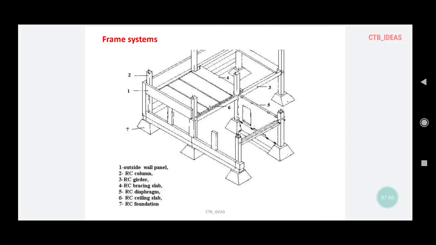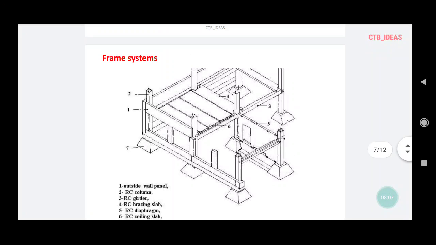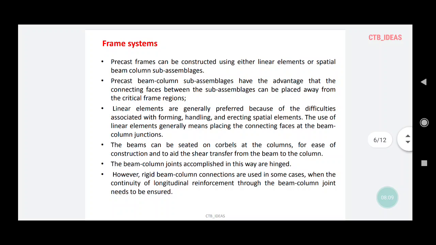So comparatively it is very simple, but you again require heavy machinery to lift these panels and place them at the desired position. I hope the image is self-explanatory and you can understand how the construction process is going to take place. The beams can be seated on corbels at the columns for ease of construction and to aid the shear transfer from the beam to column.